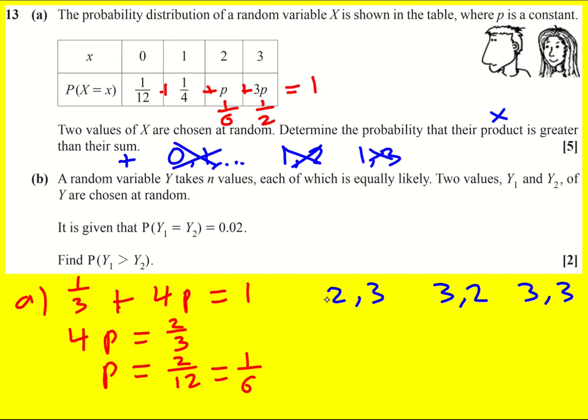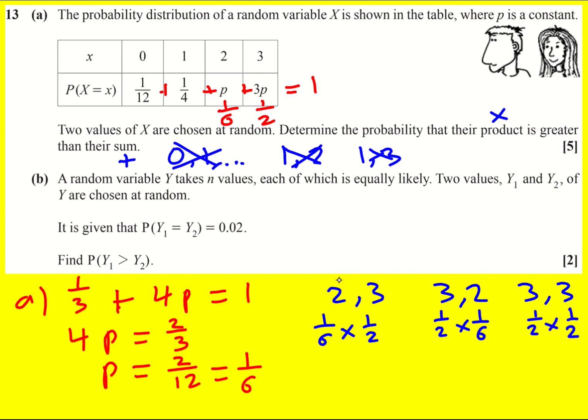Right, the probability of getting 2 then a 3. Well, you multiply the probabilities. It's going to be 1/6 times a half. And then for 3 and 2, it's just going to be a half times a 1/6. It's actually going to be the same thing. And for 3 and 3, it's going to be a half times a half.